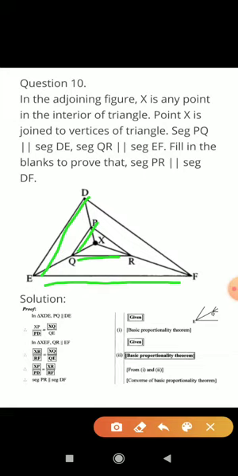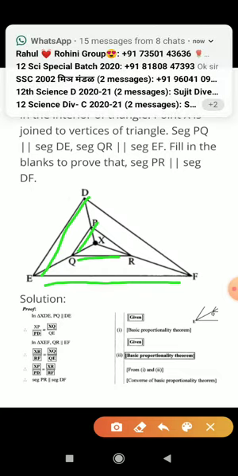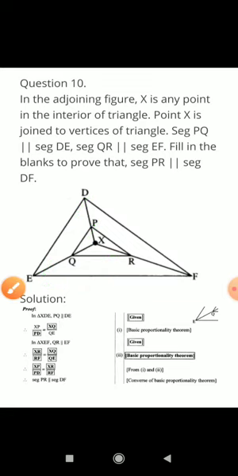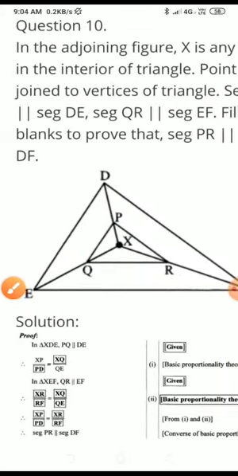So this is an activity based question. PQ parallel to DE is given, QR parallel to EF is given, and we have to prove that PR is parallel to DF. So see the activity here.